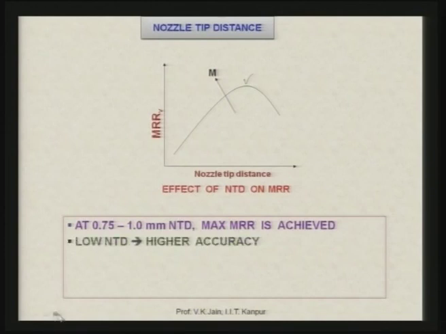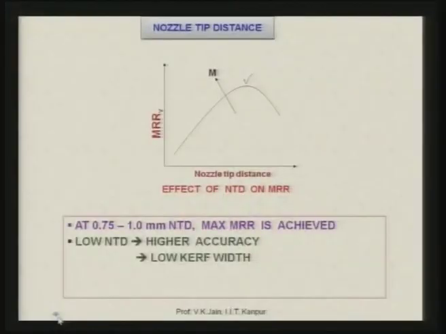Now, if the nozzle tip distance is low, you will get higher accuracy. That means the gap between the bottom of the nozzle and the top surface of the workpiece is small, so you get more or less the reproduction of the shape of the nozzle cross section on the workpiece surface. You get low kerf width and low taper angle.